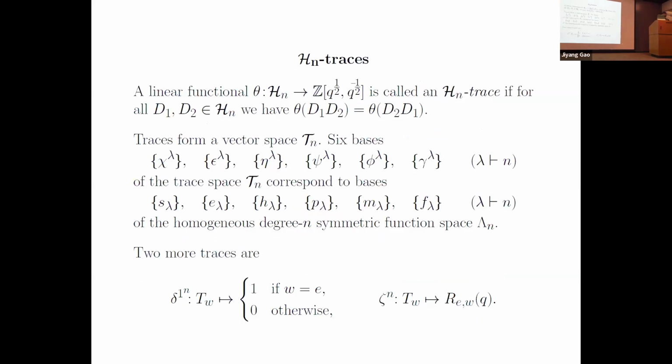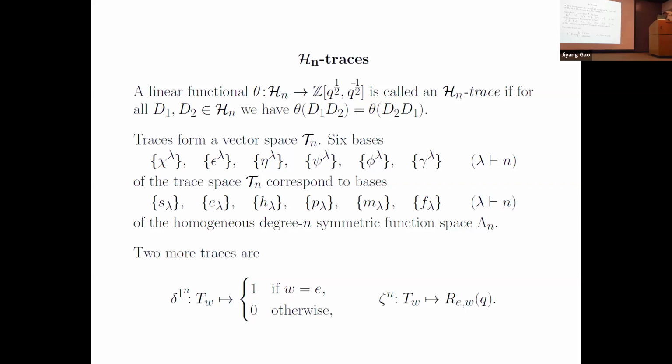w in the Bruhat order. A linear functional theta from the Hecke algebra to Laurent polynomials in root q is called a trace if its evaluation at each product d1 d2 is equal to its evaluation at d2 d1. Traces form a vector space, and six bases of this trace space correspond to six well-known bases of the symmetric functions. Three of these are character bases: irreducible characters, sign characters, and trivial characters, which correspond to Schur, elementary, and homogeneous symmetric functions. Three more non-character bases we could call power sum, binomial, and forgotten traces, because they correspond to power sum, binomial, and forgotten symmetric functions.